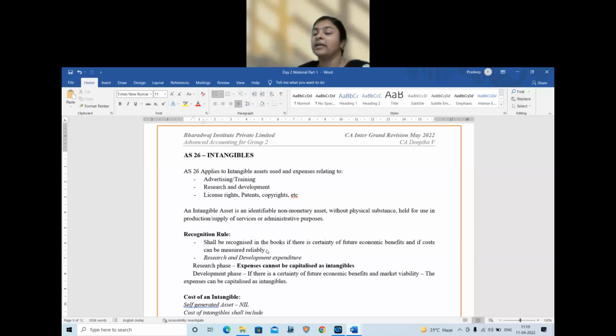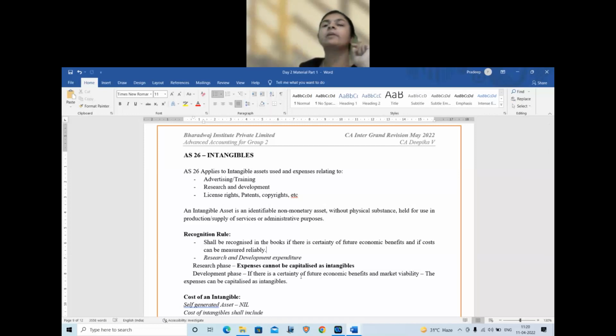Now, for research and development alone, one point of emphasis is required. What is the research phase? Research phase is where we do not know what the end use is. We do not know whether we are going to get a success or not, which means economic benefits are not certain. So in the research phase, economic benefits are not certain. Therefore, expenses relating to research cannot be capitalized. Expenses relating to research will never be capitalized.